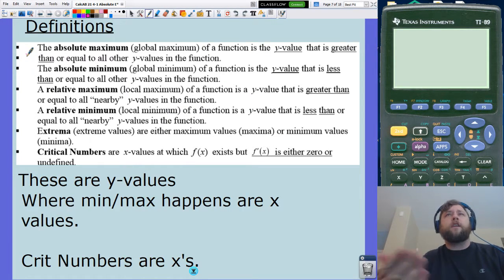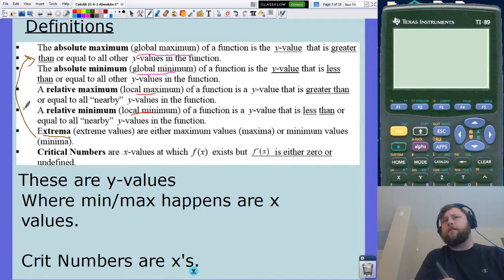So here's another thing. One note here, sometimes we say absolute max. You might see the word global maximum or minimum. Relative maximum, you might see local max or min. Sometimes you'll see the word extrema, which is the same thing as absolute max and min. So they all mean this. Absolute, global, extrema are the same. Relative max and min being the same as local max and min. And critical numbers, just we went over.